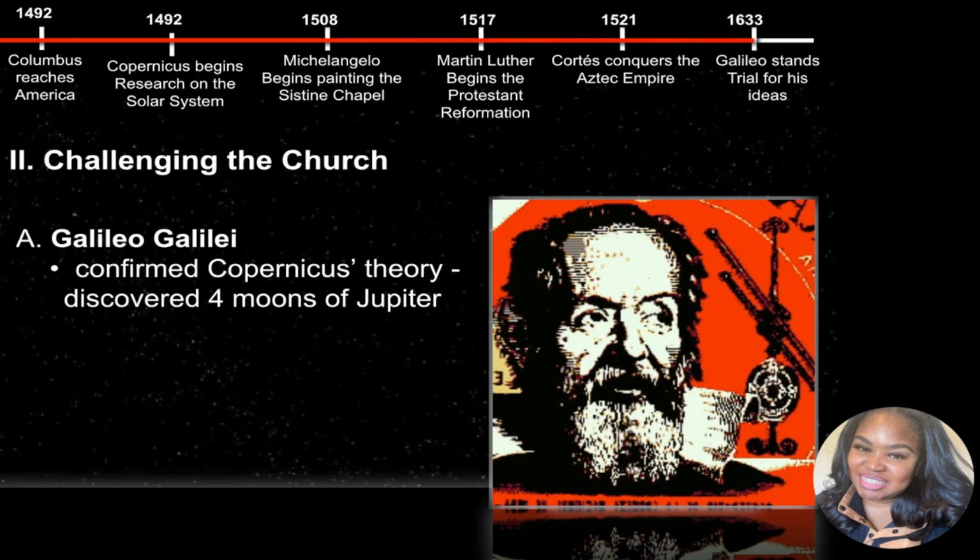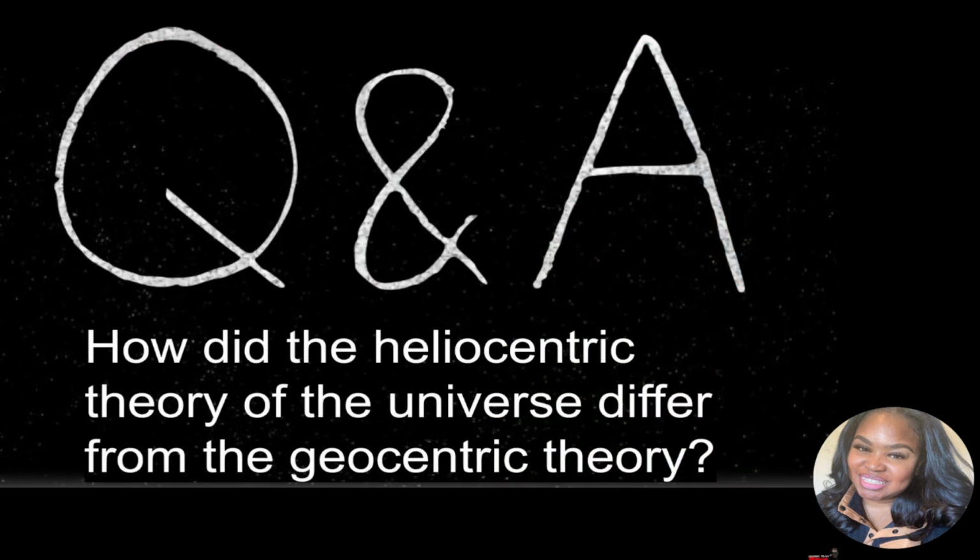His book gets published and quickly gets banned, and Galileo went to trial and he was forced to recant and take back all of his statements. Q&A. How did the heliocentric theory of the universe differ from the geocentric theory of the universe?